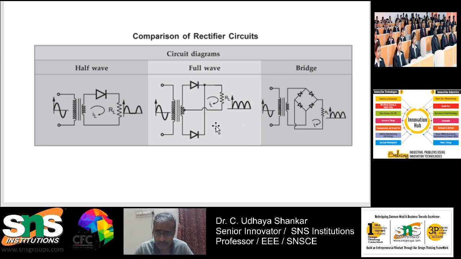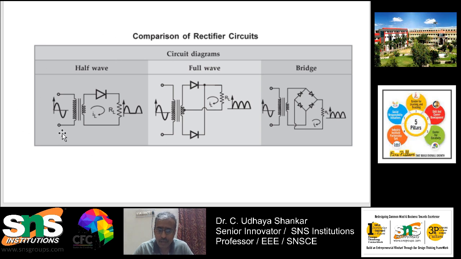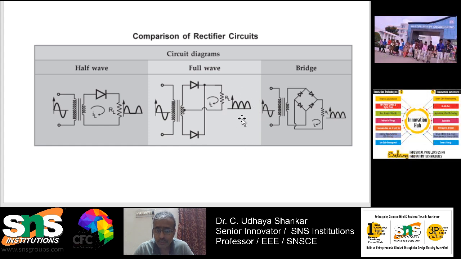Whereas in the second and third types, you can see that both the positive and negative cycles of the input are converted to positive cycles. So, that is why it is called full wave. Here it is called half wave because only the positive cycle is converted and given at the output, whereas negative cycles are clipped off. In full wave, both the positive and negative cycles are used. That is why it is called full wave.